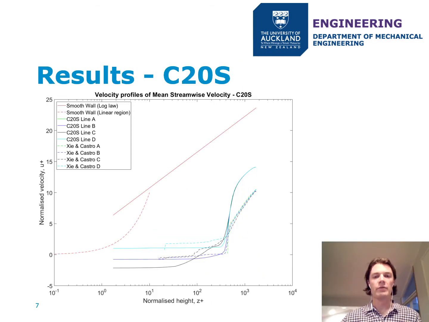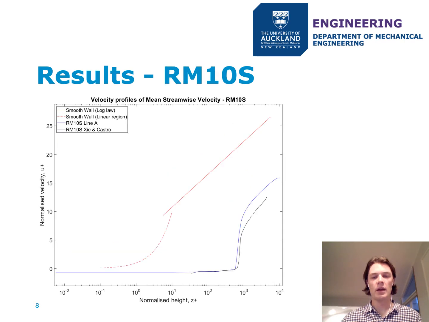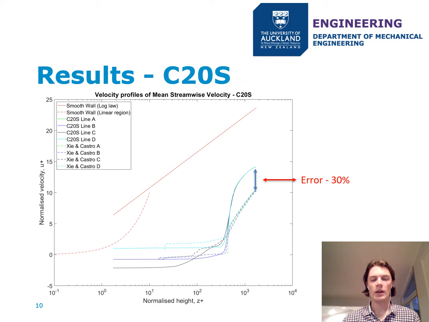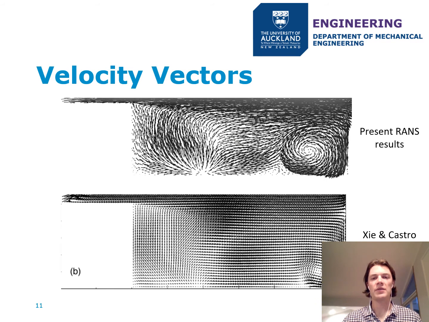Our results show that RANS consistently overestimates the flow velocity, particularly in the free stream where the DNS data is consistently higher. In the C20S case, this results in approximately 30% error. Looking at these velocity vectors, it is clear that there is a strong correlation between the two datasets.